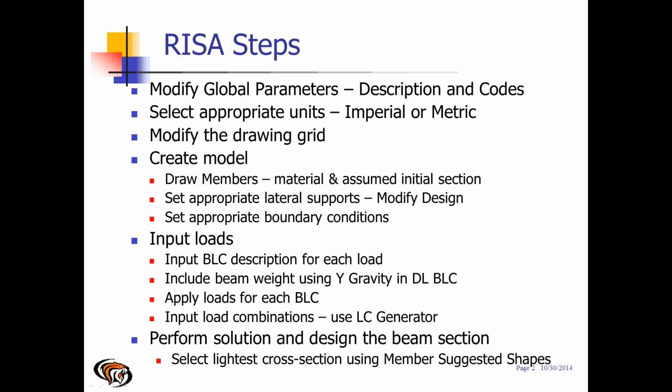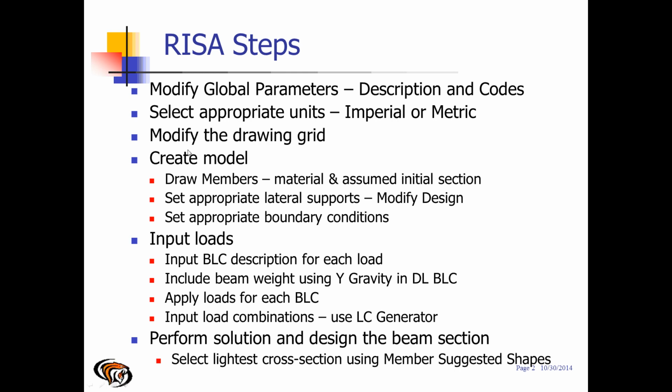First, we're going to go ahead and solve this using RISA, and as in previous videos, here are the steps that we're going to take to essentially solve this problem. We're going to modify the global parameters. The description, we'll give a brief description, and then we'll set the codes. In this case, we're going to use the 2010 AISC Steel Construction Manual. The next item is we're going to make sure that the units are in the imperial system.